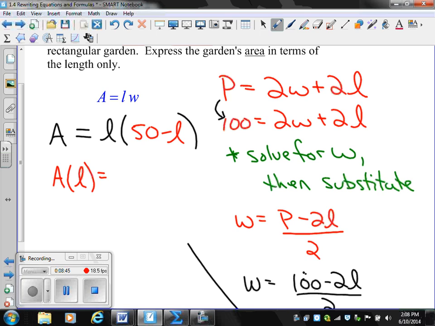And I'm going to go ahead and distribute just for some practice here. I get 50L minus L squared. So be careful with that distributing. Make sure you do that properly. But that's our expression for the area in terms of just the length only.